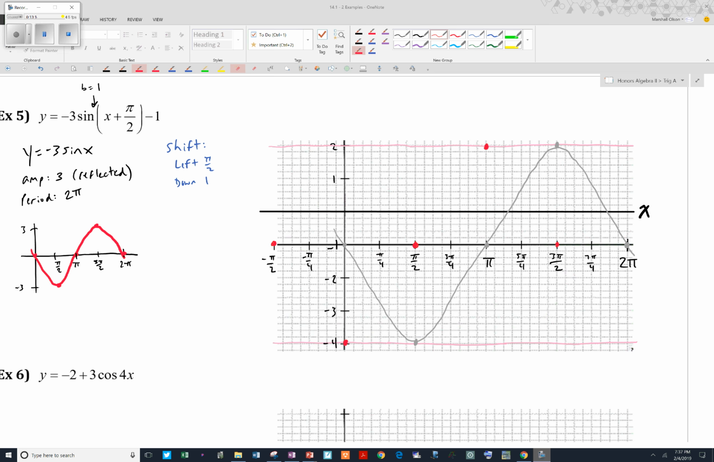So now I have my 5 major points of this graph, but what I want to do is get those square root of 2 over 2 points on there, which are affected by that a value. So instead of going square root of 2 over 2, it's actually going to be 3 square root of 2 over 2. Well, if you remember that square root of 2 over 2 is 0.7-ish, then 3 times that is about 2.1 that I need to go up and down from that midline. So if I go up 2.1, that's going to be somewhere in this area here. And down 2.1 is going to be somewhere in this area right there.